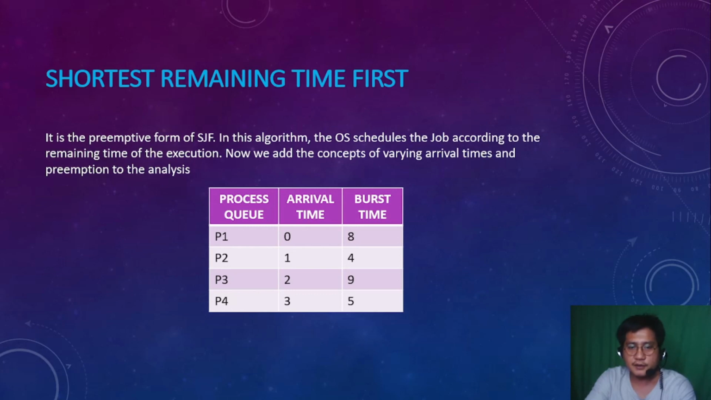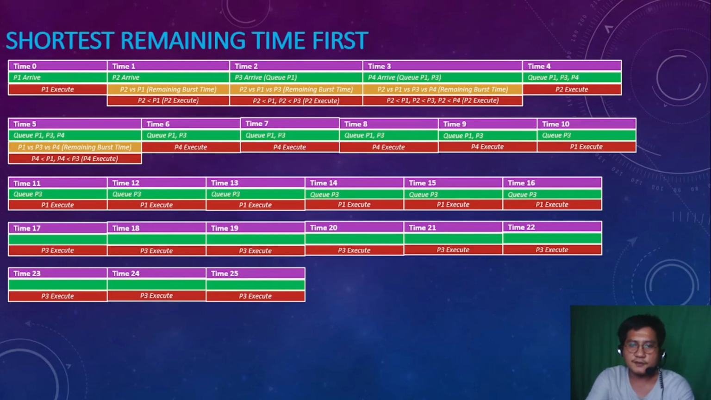Now we have here four example processes in a queue. We have P1, P2, P3, and P4, and they arrive at different times. So we have 0, 1, 2, 3. And then the burst time differs also. We have 8, 4, 9, and 5.